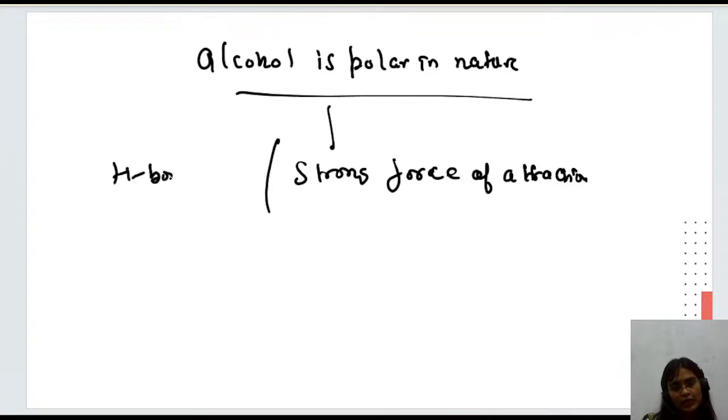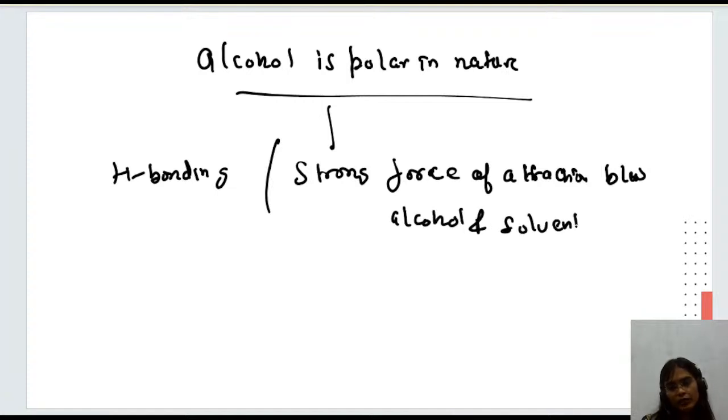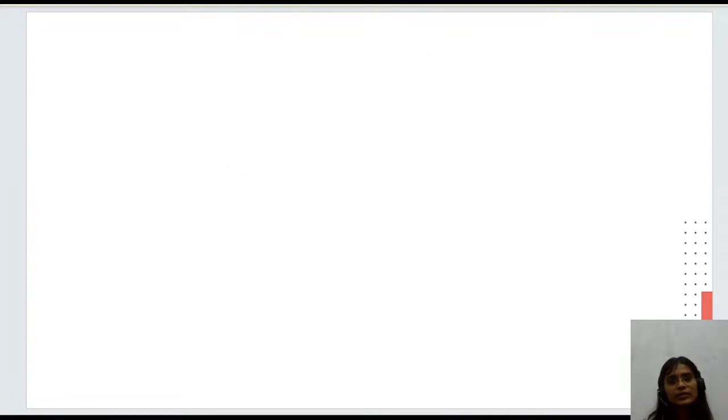And one plus point as well, hydrogen bonding. Let me just write here: hydrogen bonding and strong force of attraction between solvent and alcohol. Why? Obviously, we are going to use water. So what is the plus point? Hydrogen bonding can be there. So this is how you can justify simply. And again, solubility wise, alcohol is much more soluble in water over the alkyl halide and the same hydrocarbon there. Okay, now answer this question, please.